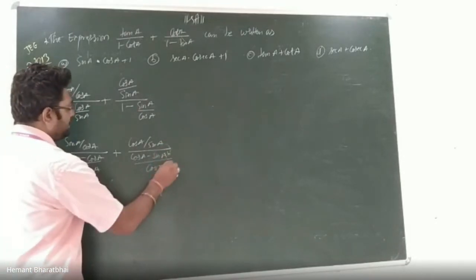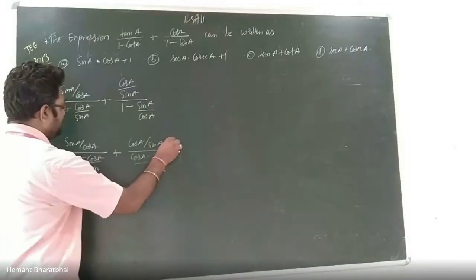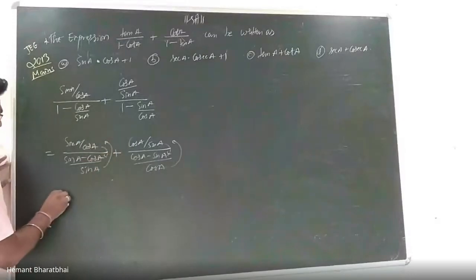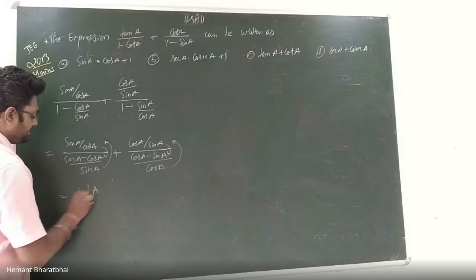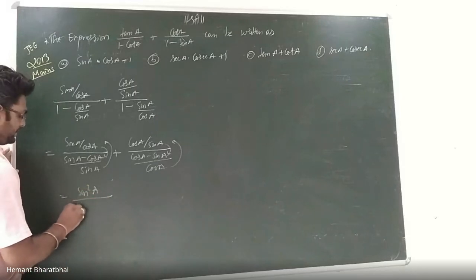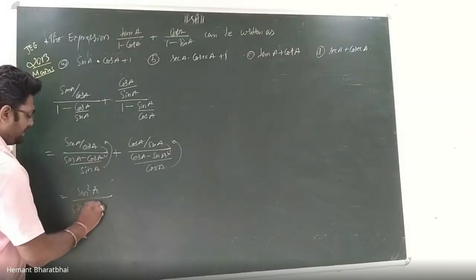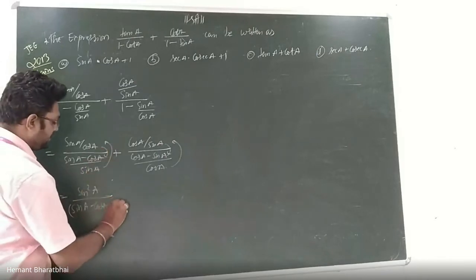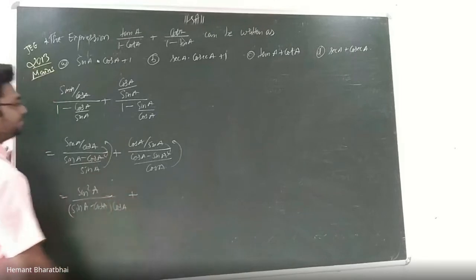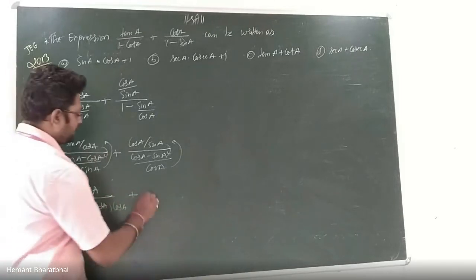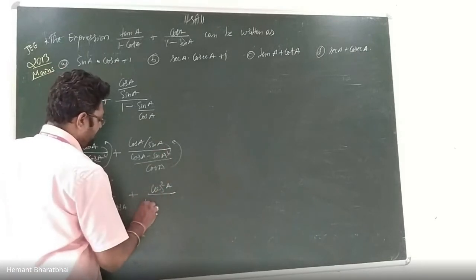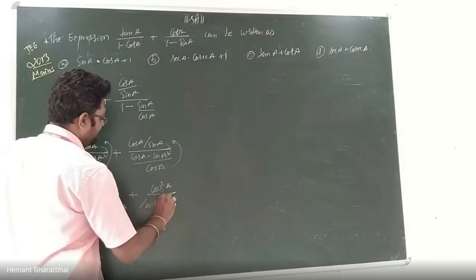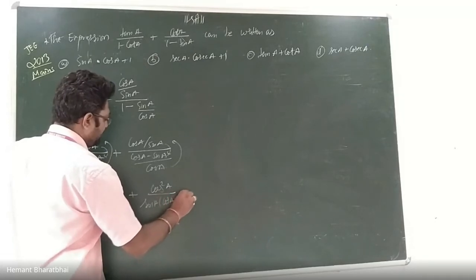So this will come below, this will go up, this will come below, this will go up. So sin into sin, that will give me sin square A upon sin A minus cos A into this term came down, that is cos A. Plus cos A goes up, cos A into cos A gives me cos square A. This sin A term came down, so that is sin A into cos A minus sin A.